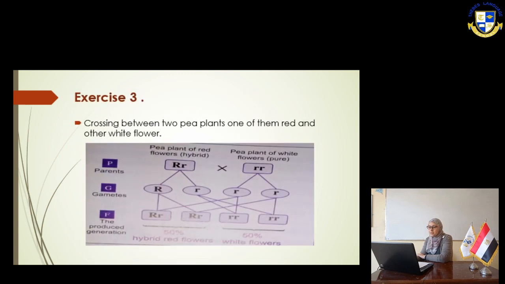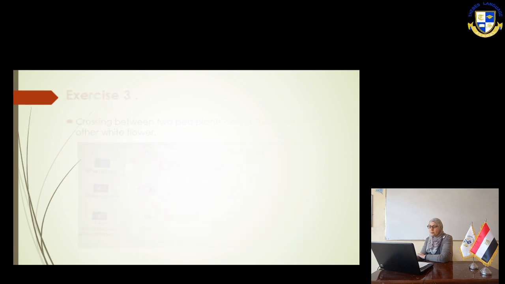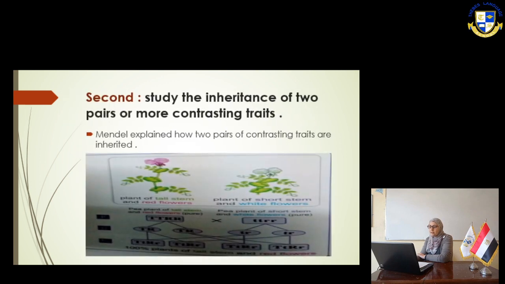Slide number 7. Second, study the inheritance of two pairs of contrasting traits. Mendel explained how two pairs of contrasting traits are inherited. As shown here in the figure, the pea plant has a tall stem and red flower, and the other has a short stem and white flower. So 100% of them are tall, as shown in the figure.